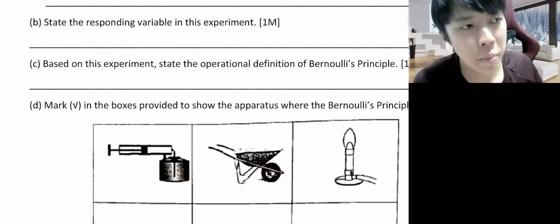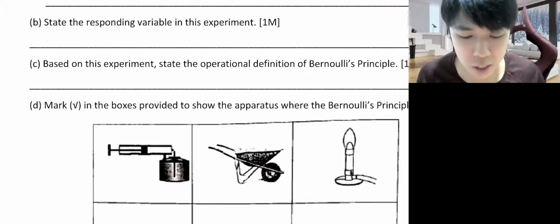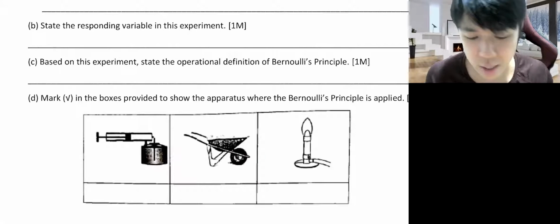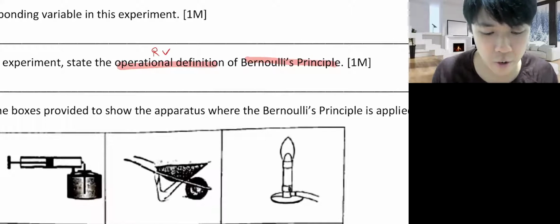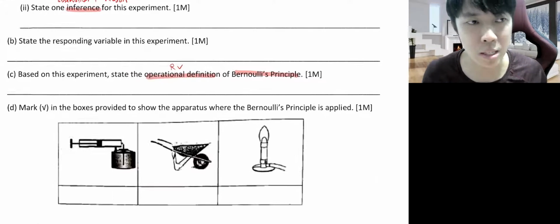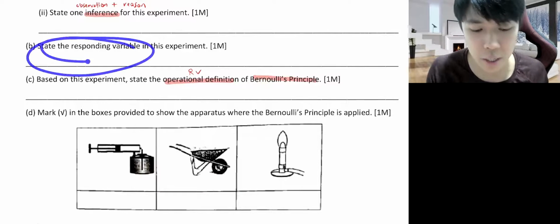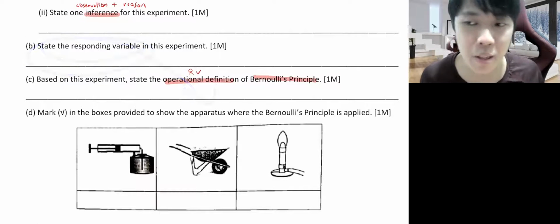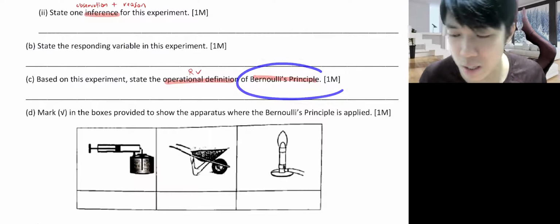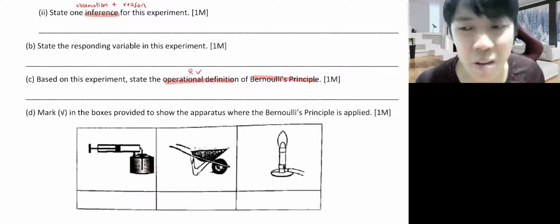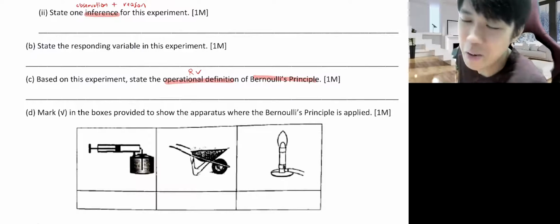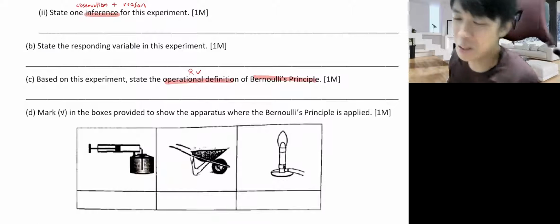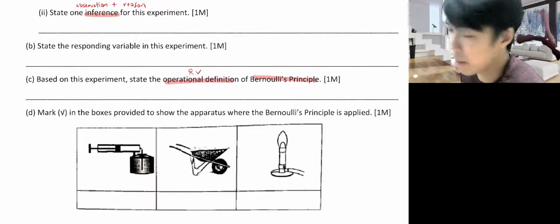Okay, C. Based on this experiment, state the operational definition. This one, so many times already. So your subject is Bernoulli Principle, your responding variable is what you need to answer with. So there you have your answer here already. Bring it down. Remember the format, right? You have to imagine this. There's this 5-year-old kid asking you, I've been doing this for every question about this. So how are you going to explain to the 5-year-old kid?